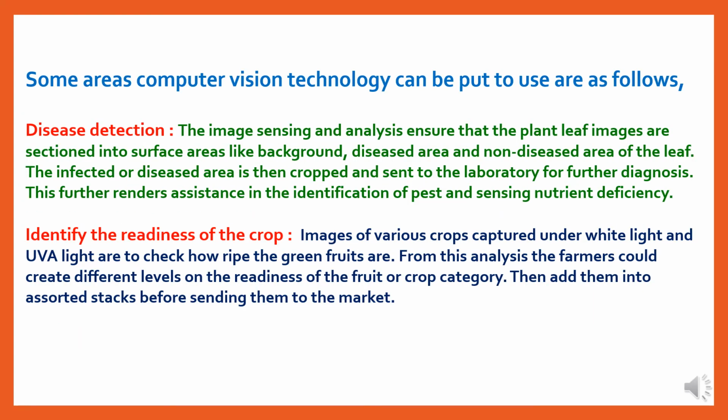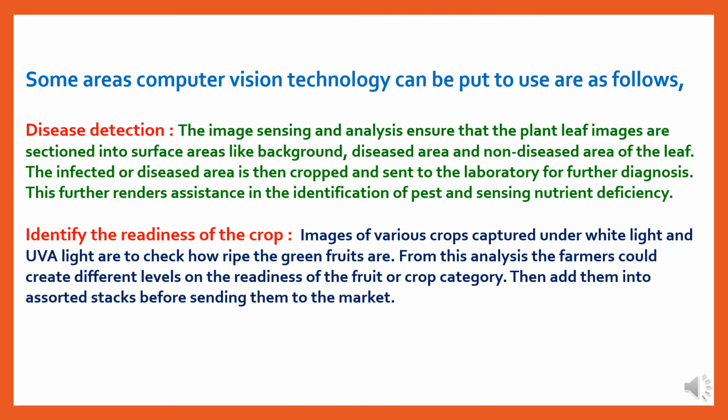Some areas where computer vision technology can be put to use are as follows. First one, disease detection. The image sensing and analysis ensure that the plant leaf images are sectioned into surface areas like background, diseased area and non-diseased area of the leaf. The infected or diseased area is then cropped and sent to the laboratory for further diagnosis. This further renders assistance in the identification of pests and sensing nutrient deficiency.